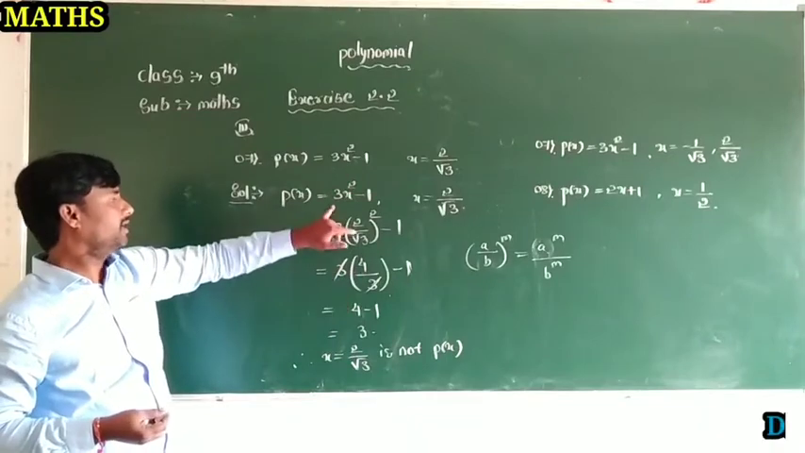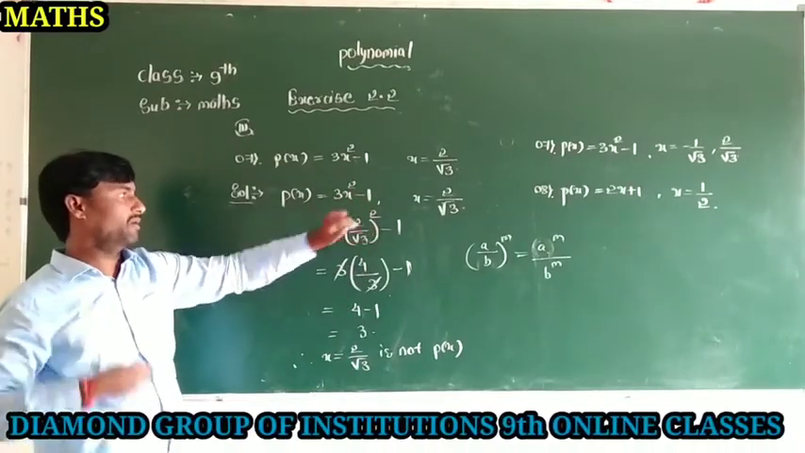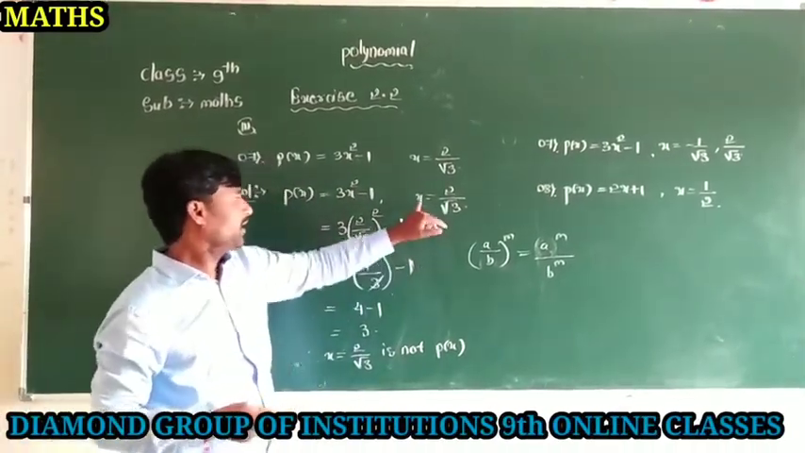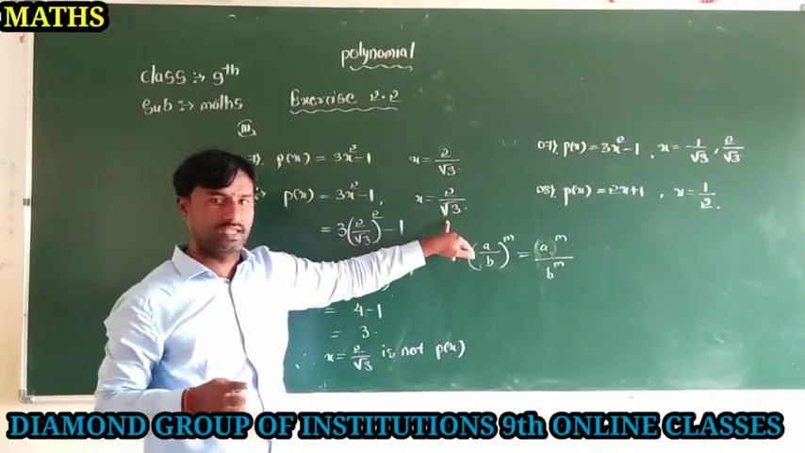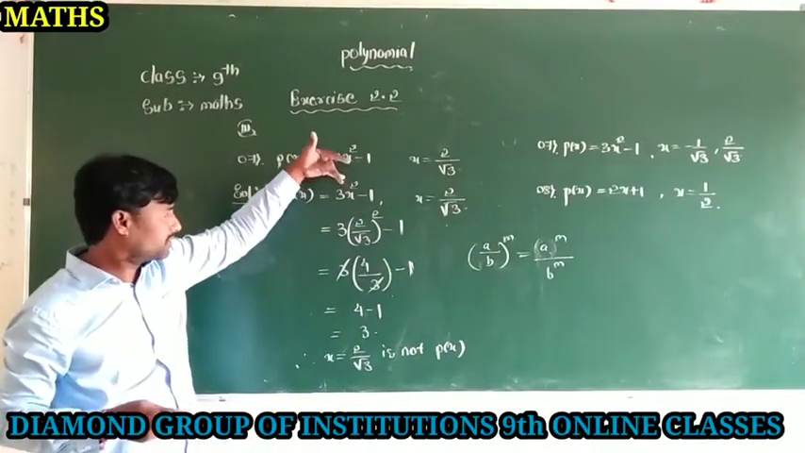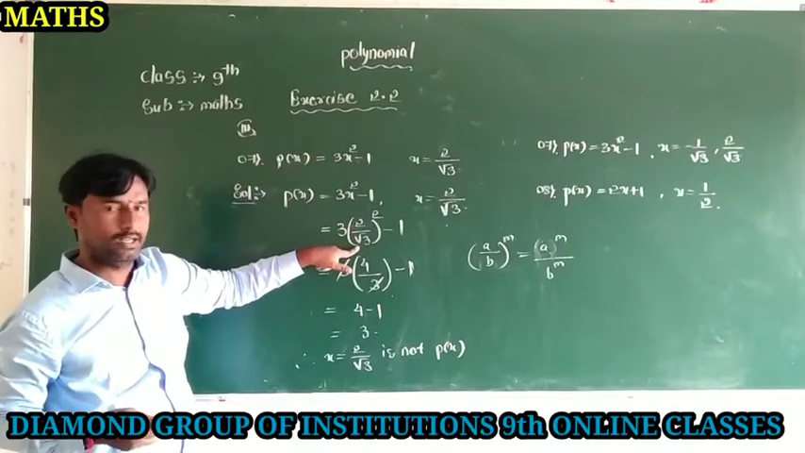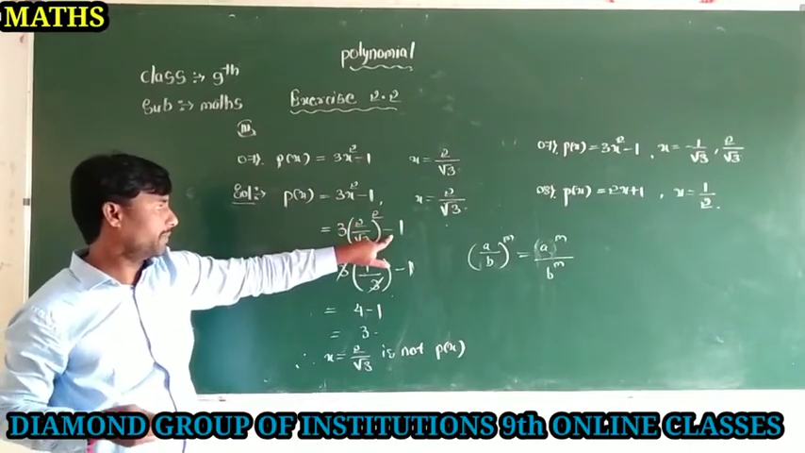So this is 3x square minus 1. One more time I am giving the expression, dear students. x is equal to 2 upon under root of 3. So where is the x? There, substitute the value 2 upon under root of 3: 3 times 2 upon under root of 3 whole square minus 1.